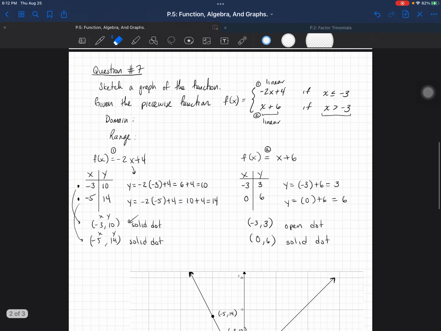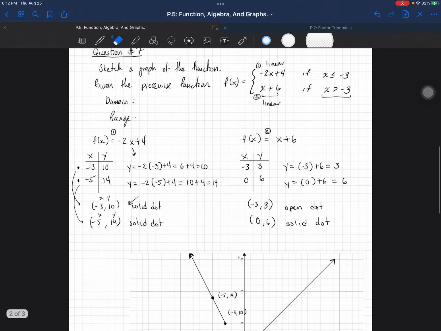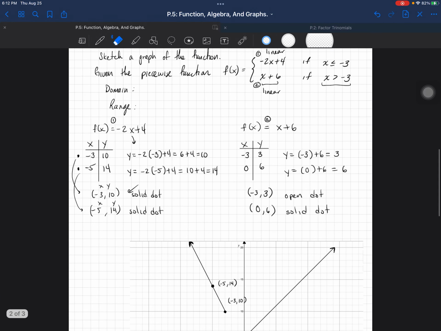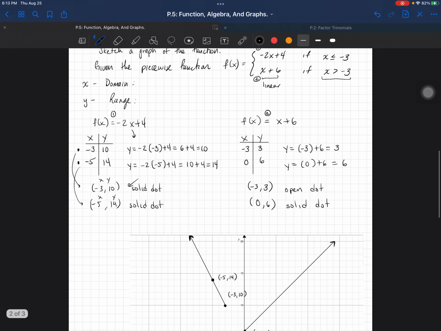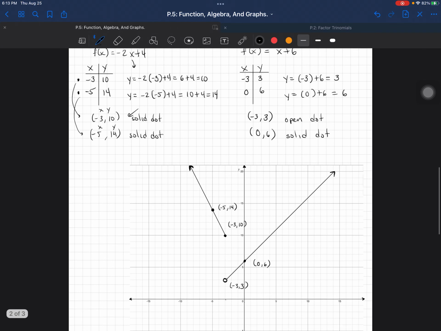All right, class, we're gonna continue with number 7. The last part is to determine what is the domain of this function and what is the range of this function. Think about domain as what are the possibilities of x in this function, and the range is what are the possibilities of y in the function.